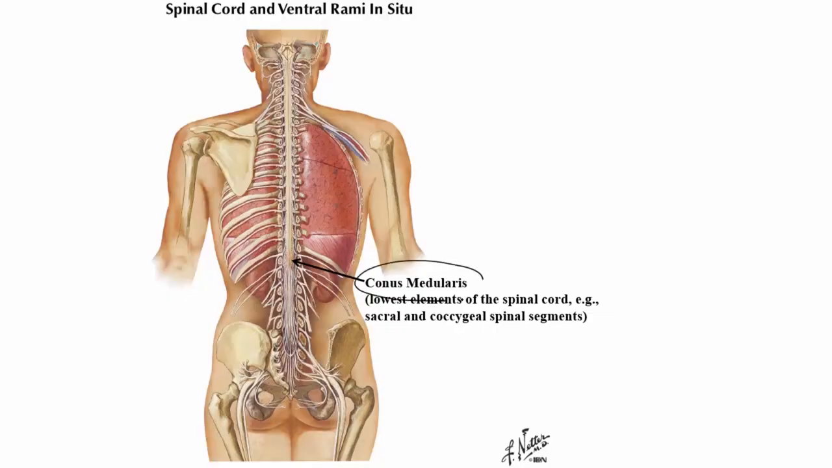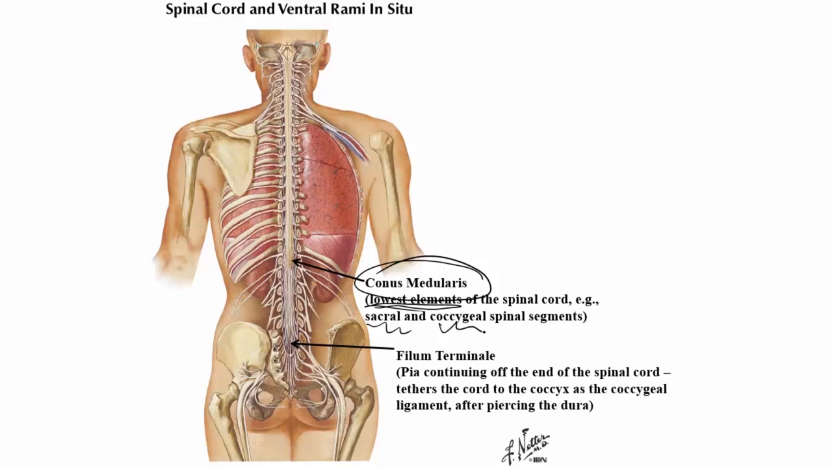So the bottom portion of the spinal cord, where our coccygeal and sacral spinal segments are located, is in this conal part. It's tapering down. That's called conus medullaris. And those are the lowest elements of the spinal cord. And they give rise to, as I said, the sacral and coccygeal spinal segments.